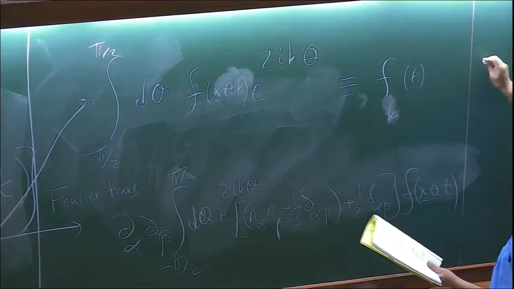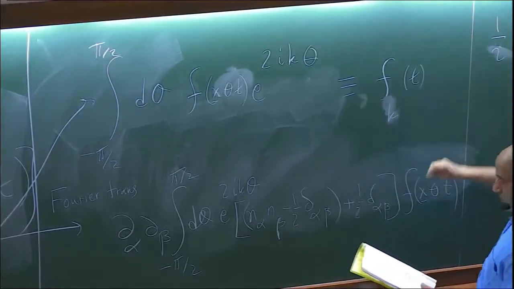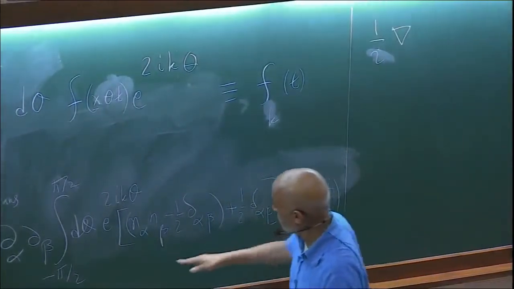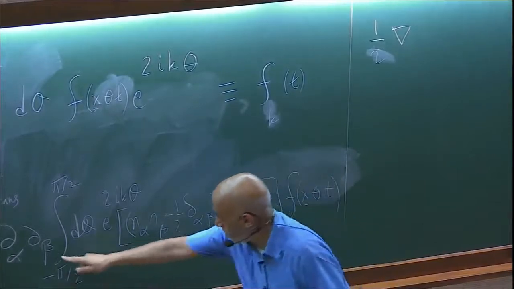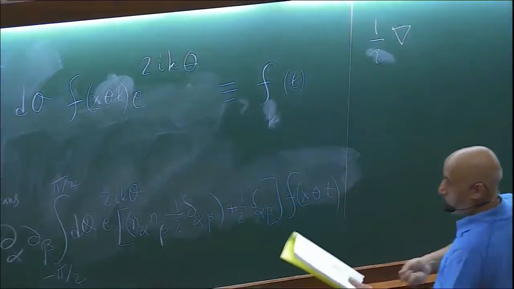So this will end up becoming half the Laplacian. This piece will give me just the Laplacian because I've got d alpha, d beta, delta alpha beta. And this piece will give me something funny. So let's see what it gives us.